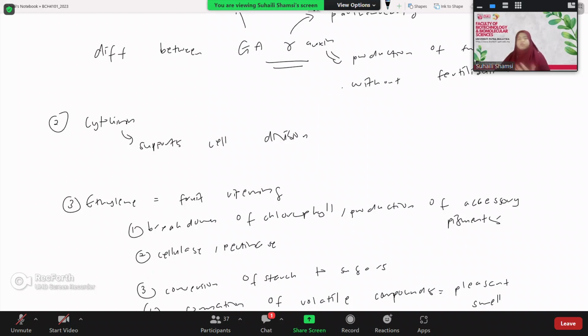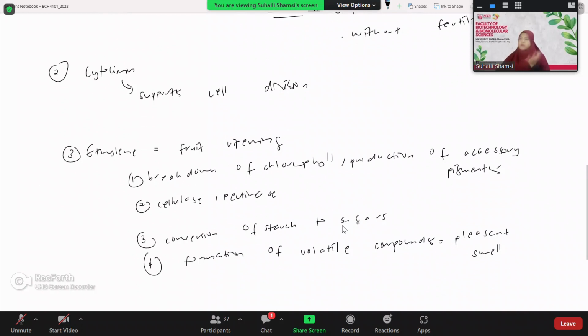So this volatile compound is basically like a lipid-based compound, right? Which are volatile. And then you also have to know what was the first experiment that led to the identification of ethylene itself. And what is climacteric and non-climacteric foods.